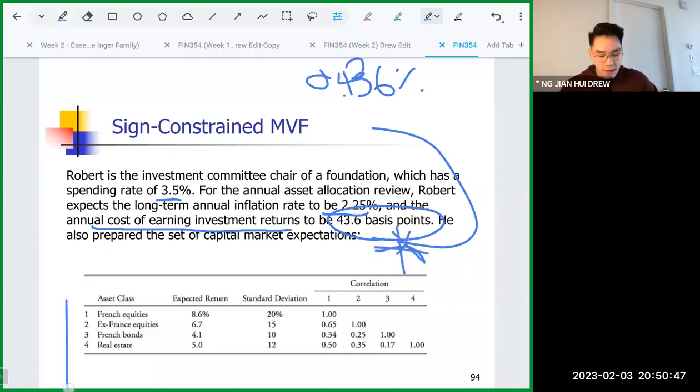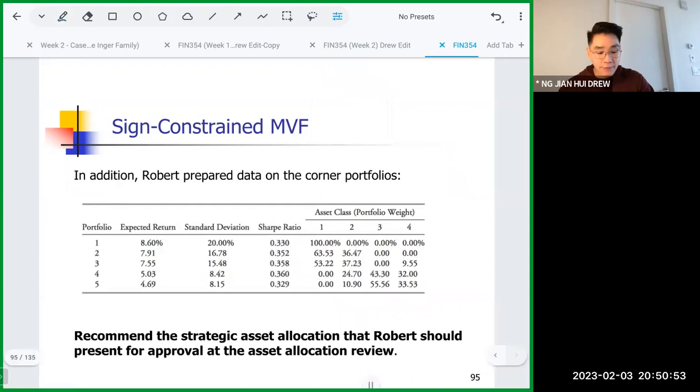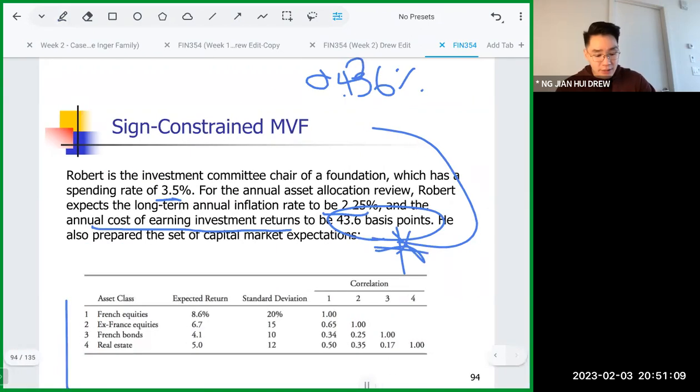Okay, so you have 1, 2, 3, 4 count of asset classes. All right. And now you have 5 different portfolios with different portfolio weights. Okay, not too bad. All right, so they're asking you to recommend a strategic asset allocation for Robert based on his requirements. So these are his return requirements.